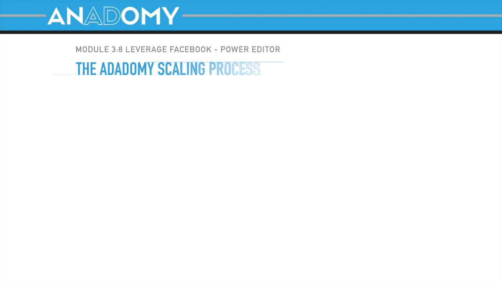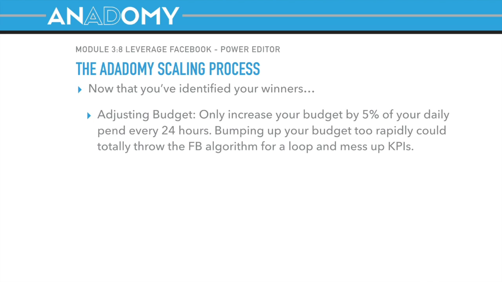So this is the scaling process that I'm going to outline for you below. You've identified your winners. Now you need to adjust your budget. However, you need to make sure you do it in a very deliberate fashion. Only increase your budget by 5% of your daily spend per ad set every 24 hours. Bumping up your budget too rapidly could totally throw off the Facebook algorithm and mess up all of your key performance indicators. The last thing you want to do after you've spent the time and energy and money to test these ads is to do something that's going to screw up all of your hard work.